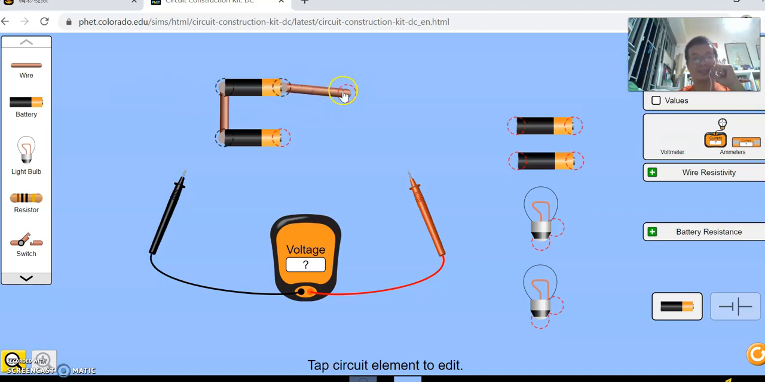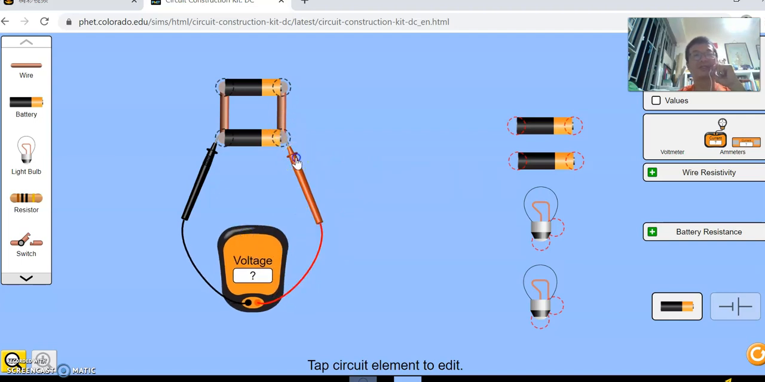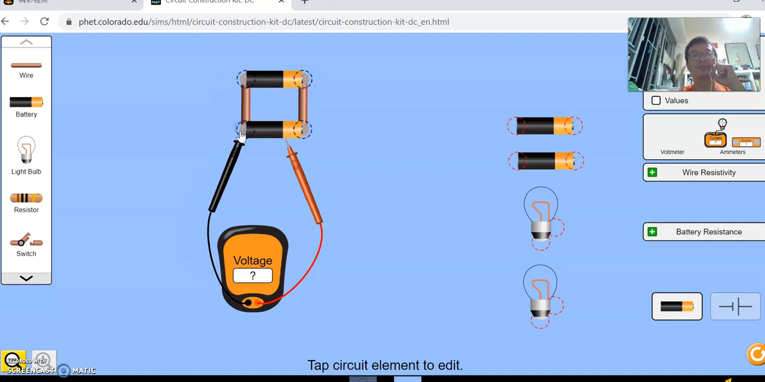This is a simulation we've used before in the previous lesson. Now if we put 1.5 volt and 1.5 volt in parallel, we will still get 1.5 volt. One of the connections must be loose. Okay, you can see that you still get 1.5 volt.